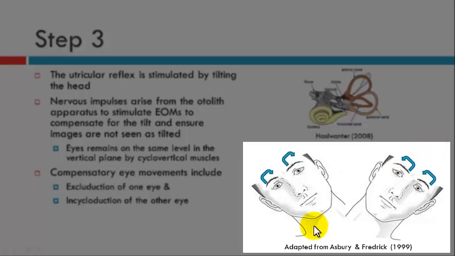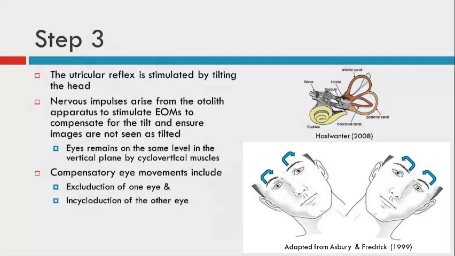Okay, so the right eye will encycloduct when tilting to the right, but excycloduct when tilting to the left. And again, with the left eye, there is a reversal in this depending on the tilt. So we have excycloduction when we tilt to the right and encycloduction when we tilt to the left. Okay, this is the principle we're working with.